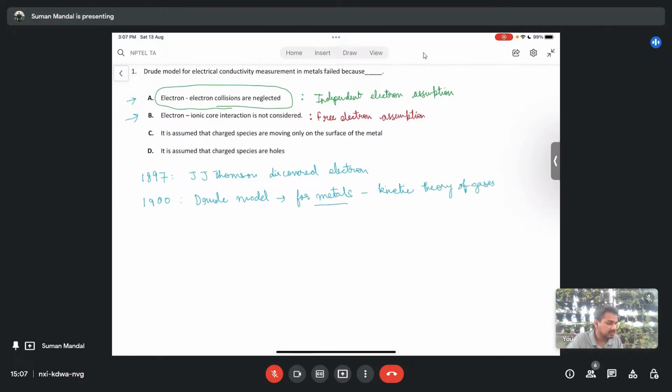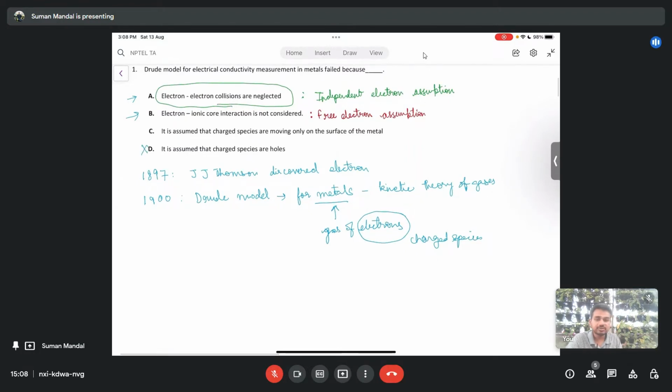So what he considered is that a metal is basically a gas of electrons. At that time, the concept of hole did not even exist. So the charged species that were considered are electrons. Electrons are the charged species. So option D is wrong.